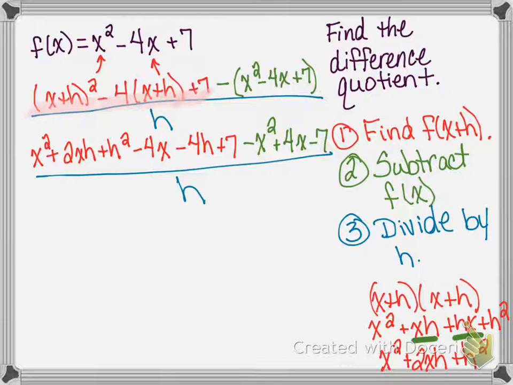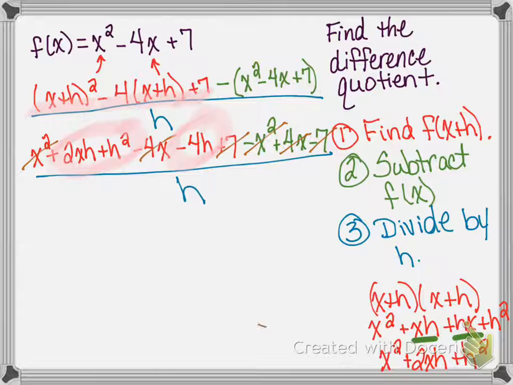Now, by design, what we want to happen is we want a lot of stuff to cancel out. So I've got x squared that can cancel out, x squared and negative x squared. I have a negative 4x and a positive 4x, and a negative 7 and a positive 7. What's left? What is common to everything that's left? H.